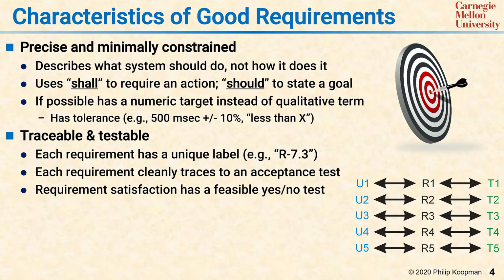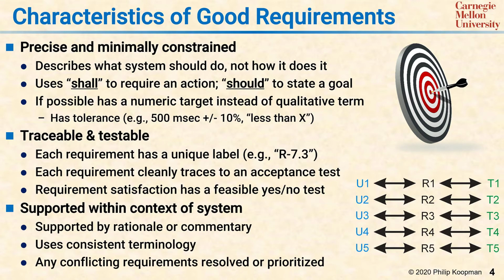The requirement also needs to be supported within the context of the system. You might say that a particular function has to happen, that's the requirement, but it is often useful to have a rationale or a commentary explaining, now what exactly did we mean by that? Why is this important? How does it interact? The commentary is part of the requirements document, but the requirement should stand alone as long as you understand the background information.